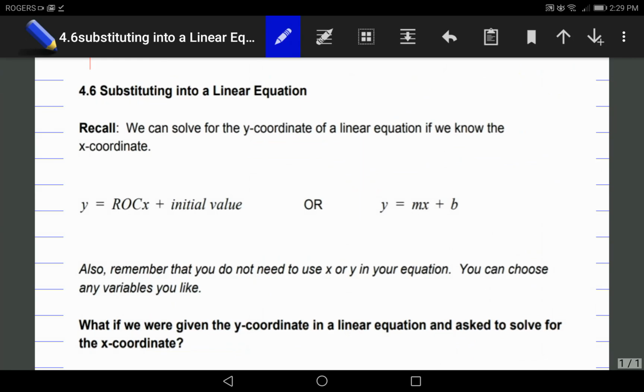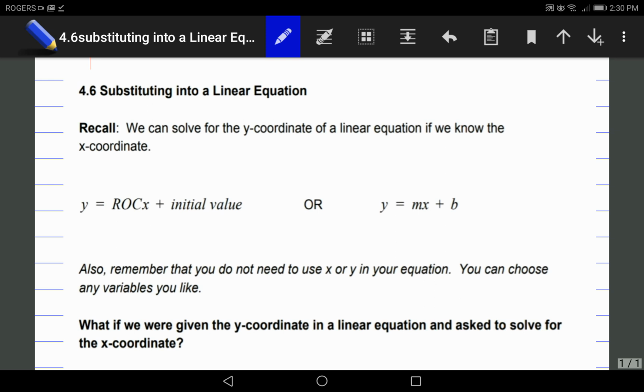Okay, so let's start section 4.6, substituting into a linear equation. Just to recap, in the last few lessons, we learned how to create an equation of a line from a graph, how to create an equation of a line from a description, and how to create an equation of a line from a table of values.